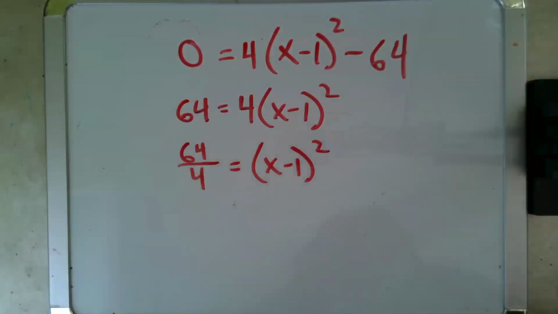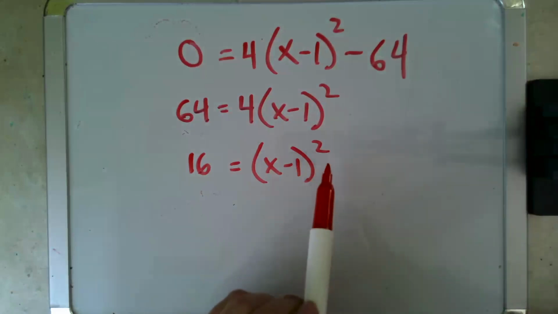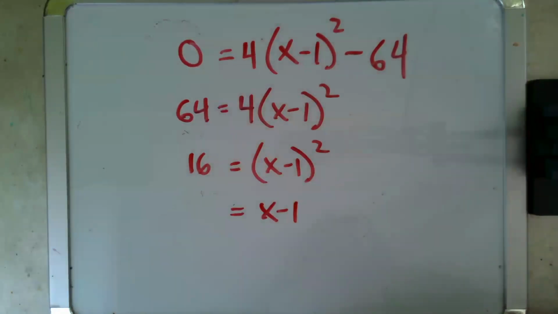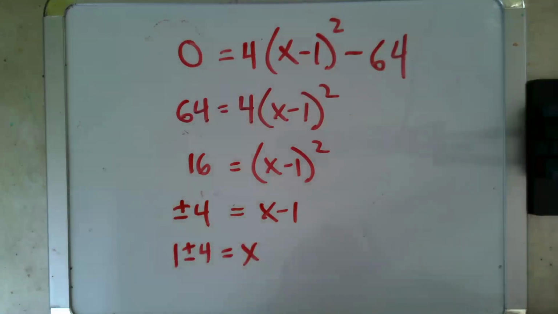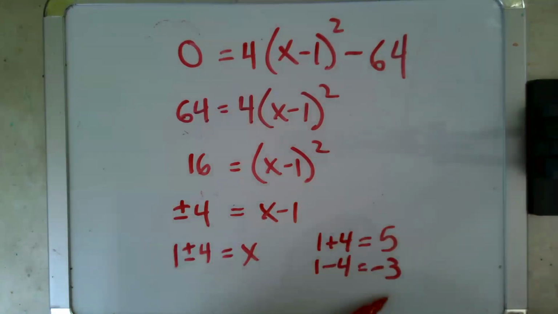Next step, I need to divide this 4 out of the way. And 64 divided by 4 is 16. Okay, next step, and this is where students make a mistake, so listen up. To get rid of a squared, I square root both sides. When I square root something squared, I just get the thing being squared. But now here's the thing to remember. When I square root 16, I get the positive and the negative version of the square root of 16. That's what's going to give me both of my answers. And then my final step, I will add 1 to both sides. So 1 plus or minus 4, well, how do I do that? Do each one of them. And those are my 2 roots, zeros, x-intercepts.